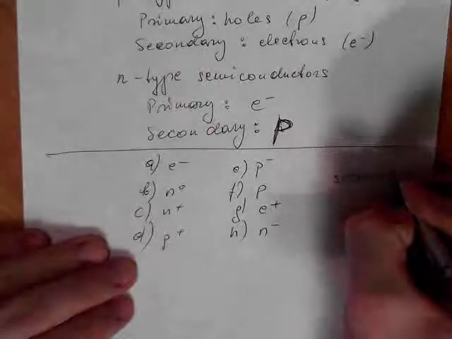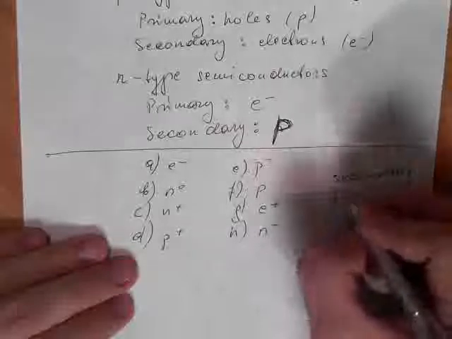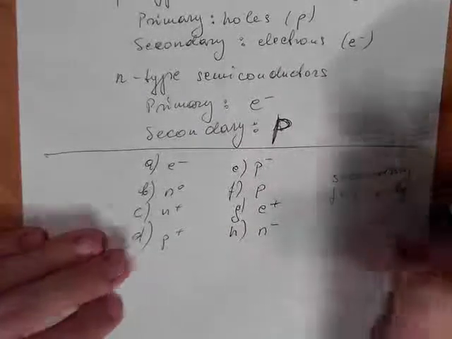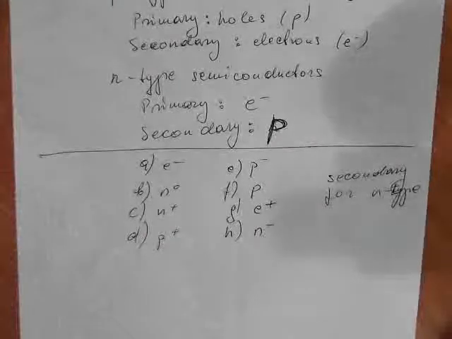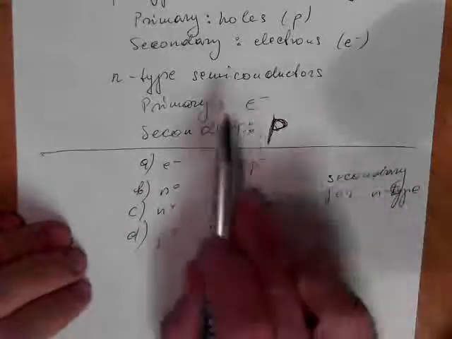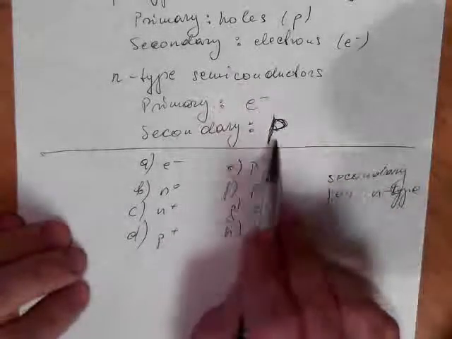secondary charge carriers for N-type semiconductor. Secondary charge carriers for N-type semiconductor. So which are secondary charge carriers for N-type semiconductor? So for N-type semiconductor, secondary are holes, P.